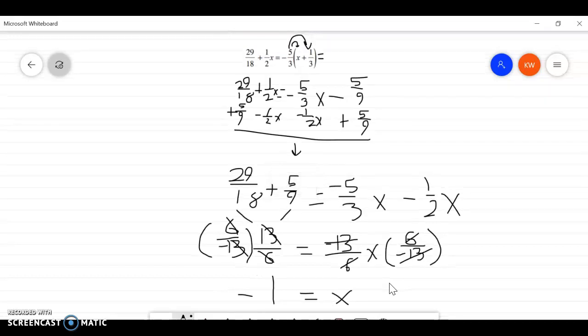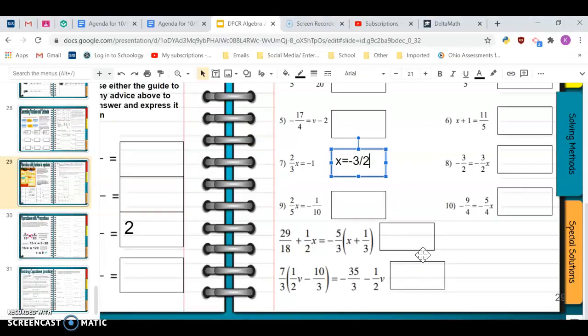Was that a lot? Oh yeah, it was. Am I going to give you that often? Oh no. So let's just put that little answer right on in there. Negative 1 equals x. That was a lot.